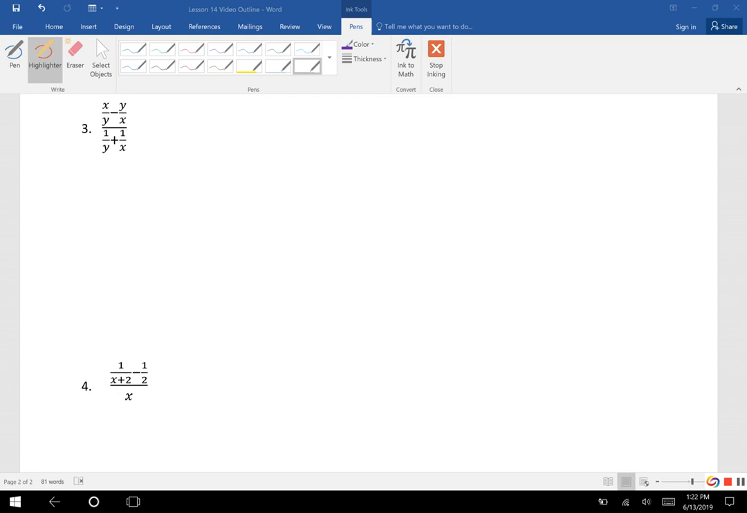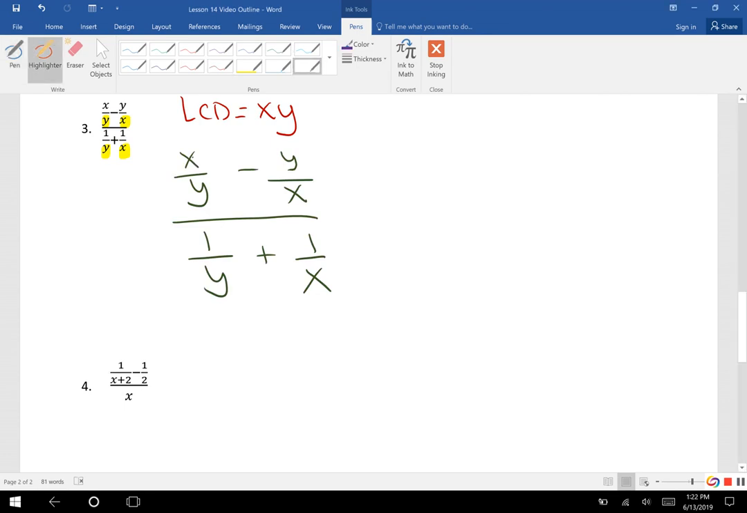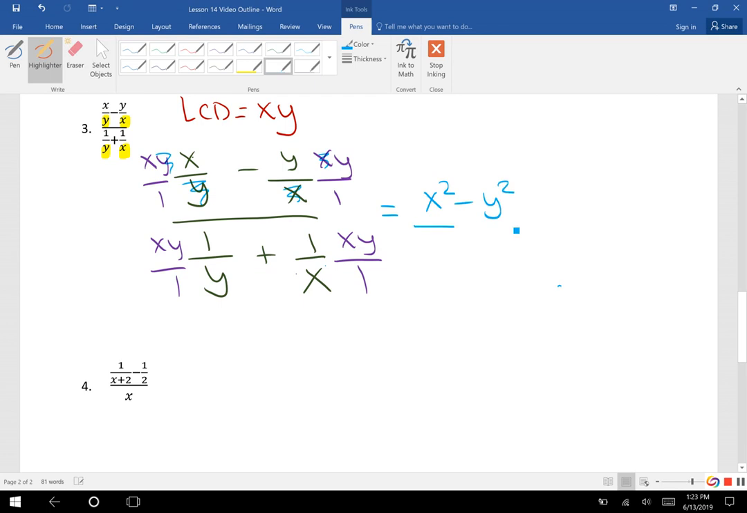Okay, so example 3, my denominators are y and x, y and x. So my LCD would just be x times y, or y times x. So I'm going to multiply every single term by that. So let's see, first term, y's cancel, and I get x squared. Then the x's cancel, so minus y squared. And then on the bottom, I just have an x, and then plus y.